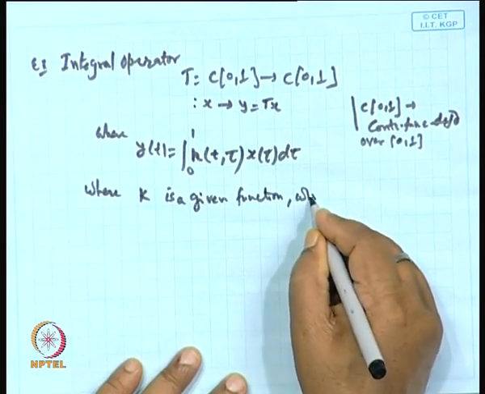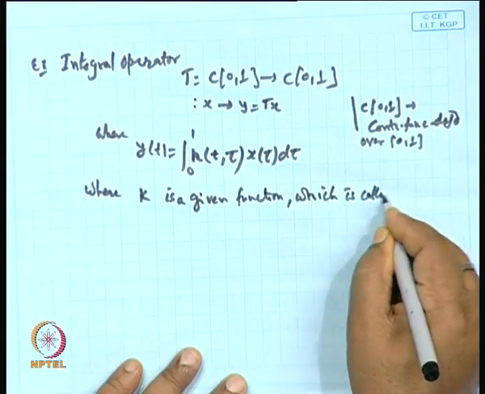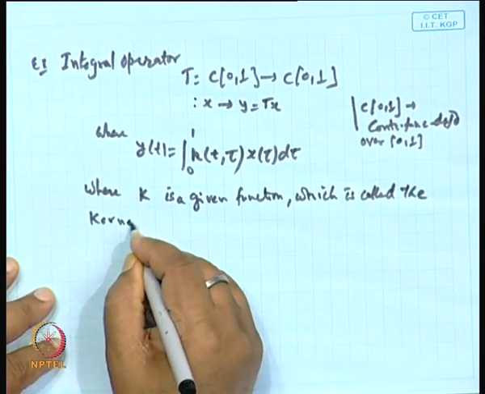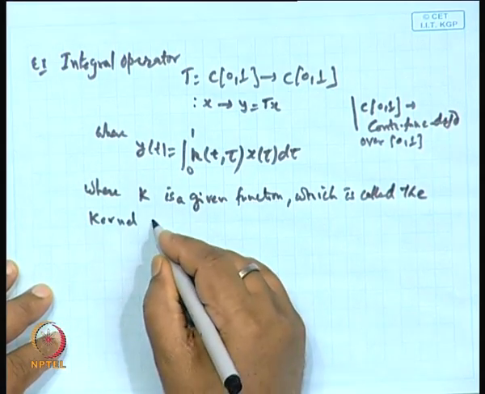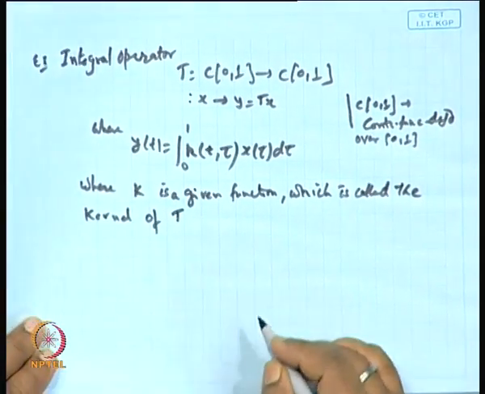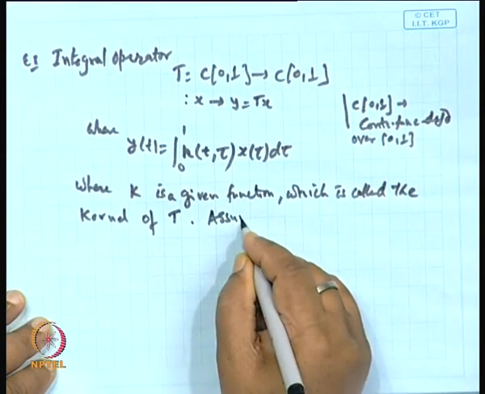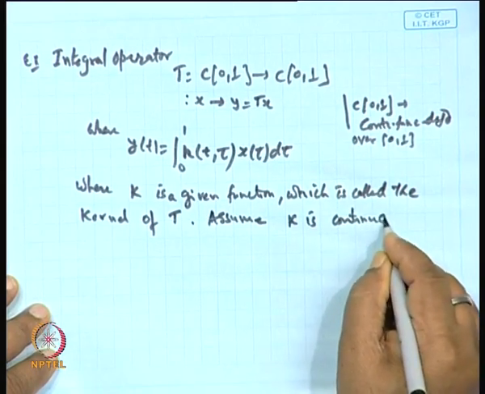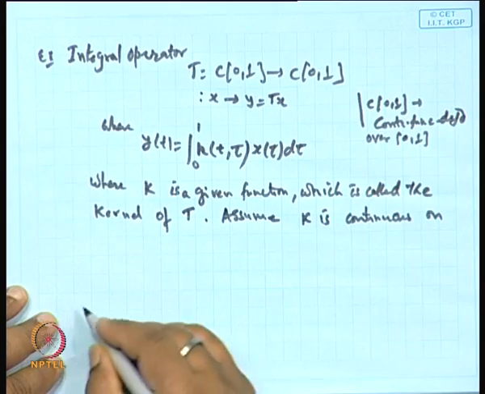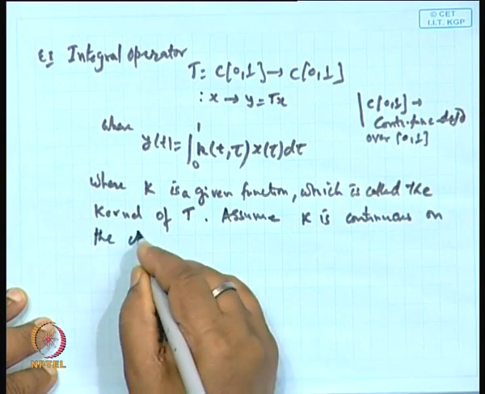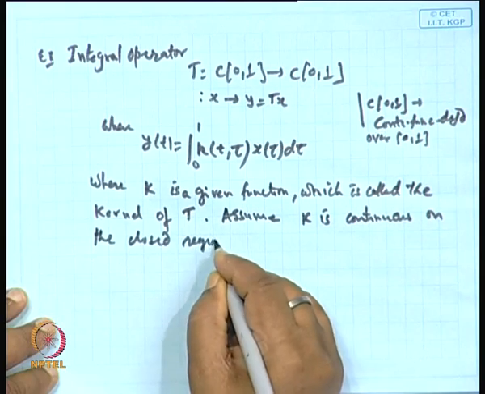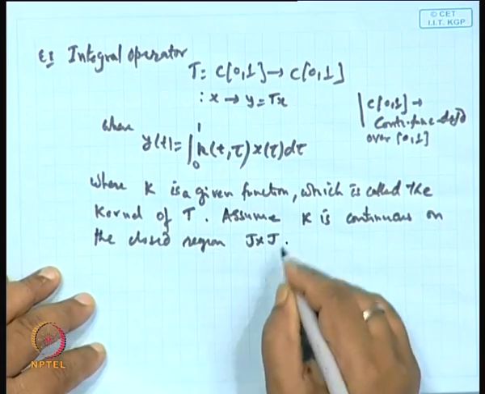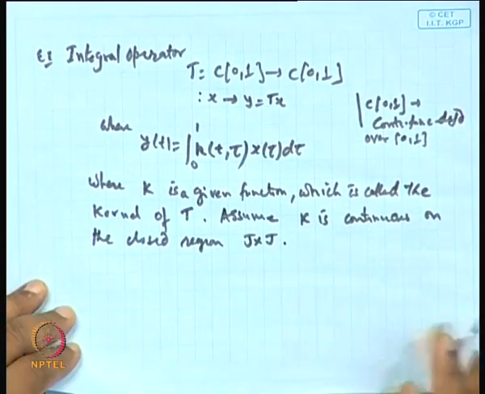which is called the kernel of the operator T, and we assume that k is continuous on this closed square J cross J, that is on 0 1 cross 0 1 in the t tau plane.